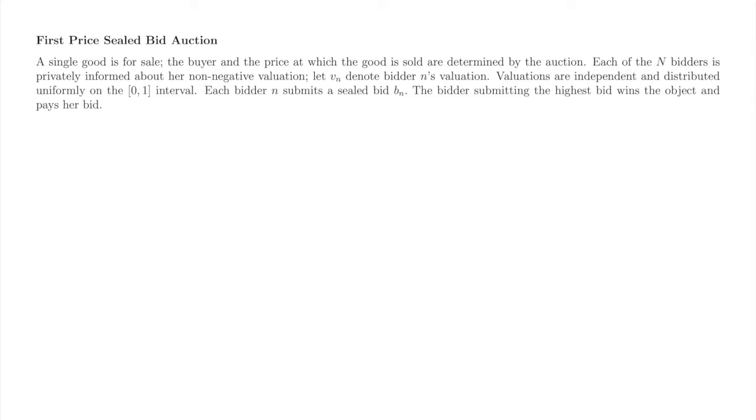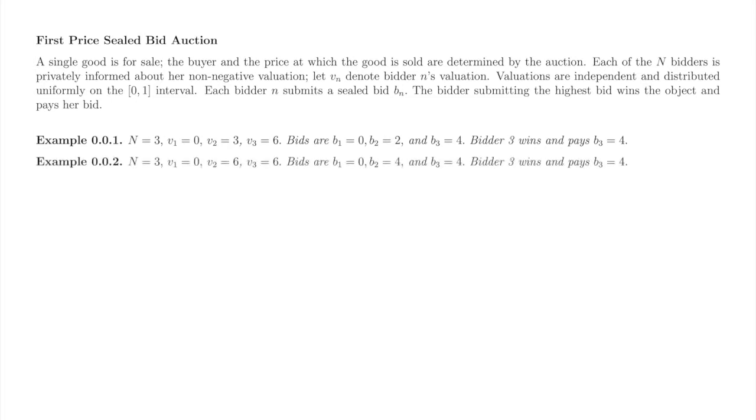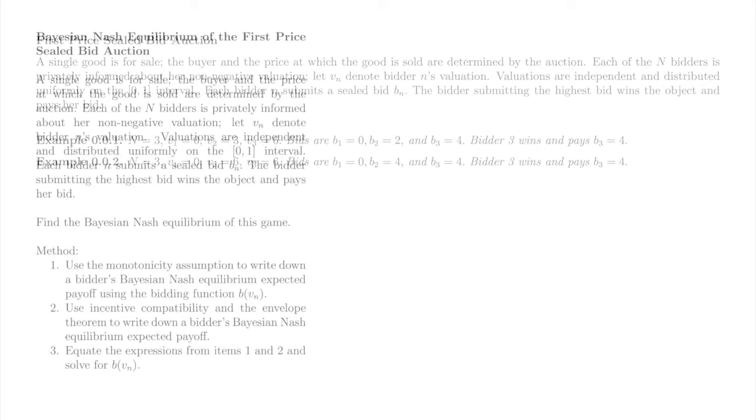Let's give two examples of how this auction might proceed. In this example, bidders 1, 2, and 3 bid 0, 2, and 4 respectively. Bidder 3's bid is the highest, so she wins and pays her bid, 4. In this example, bidders 1, 2, and 3 bid 0, 4, and 4 respectively. In the event of a tie, a winner is selected at random from the tied highest bidders. Suppose the tie breaks in favor of bidder 3. She wins and pays her bid, 4.